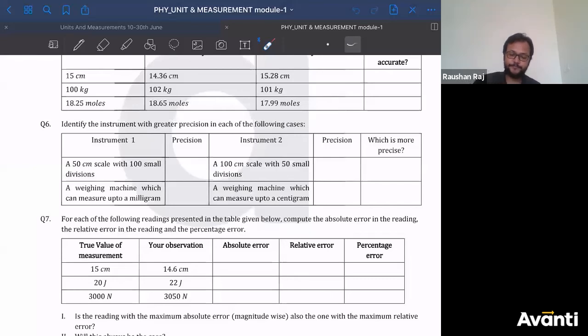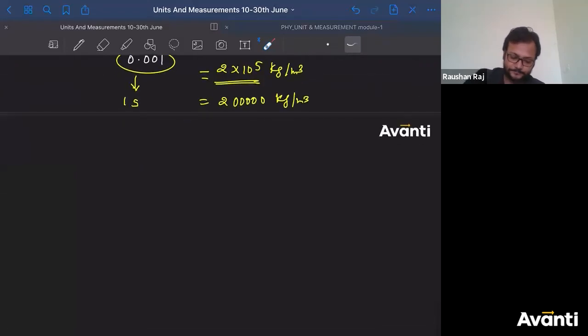All right? I have got an answer from Ritvika. Ritvika is saying instrument 1 is more precise. Okay, in this one you are saying instrument 1 is more precise. What about the second case? Okay, in both the cases instrument 1 is more precise. See, for precision, which part do you have to think about? For precision, which part do you have to think about?